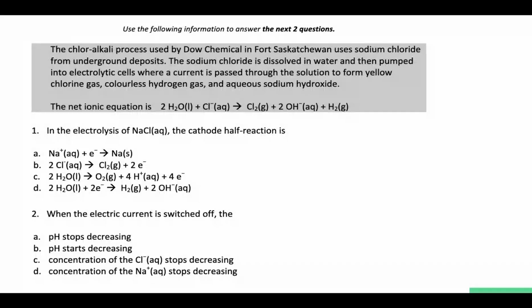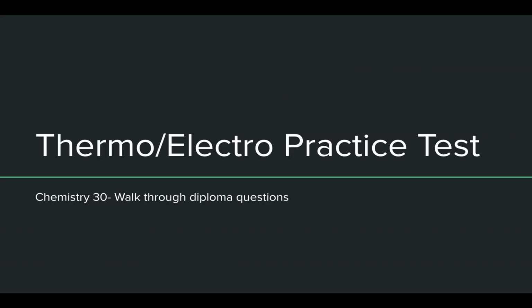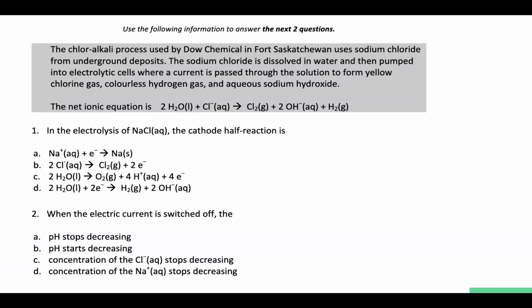Okay, here is a practice test I gave my Chem 30s that covers thermo and electro, just before we did their first midterm. So this first question, we have some information, and then we have the net ionic equation. And in this question, we are asked the first part, what is happening at the cathode?